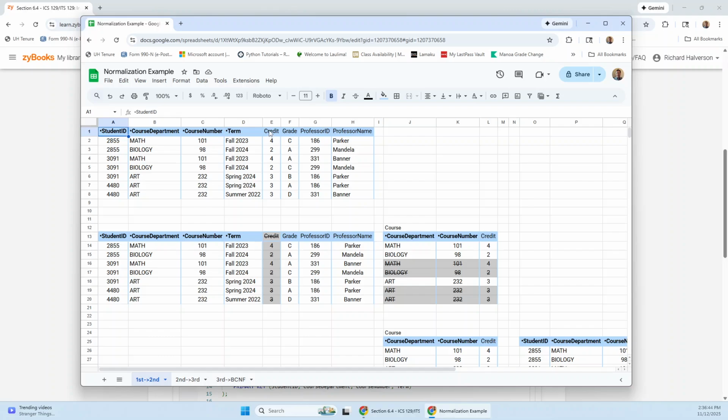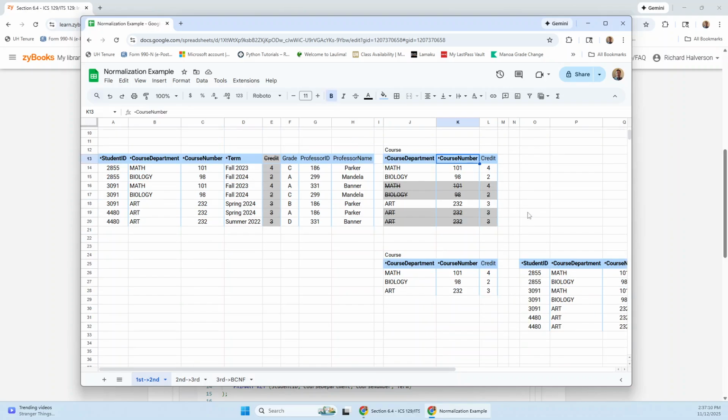So we can pull the number of credits out and make a separate table that just has what credits depend on. The credits just depend on the course department and the course number. So we can remove this column from the table and create another table which looks like this. And we shouldn't have the duplicates.